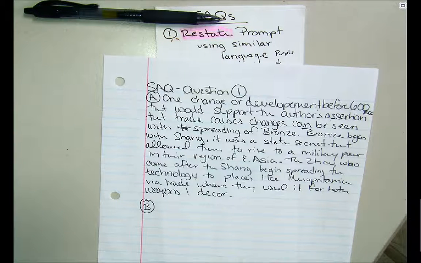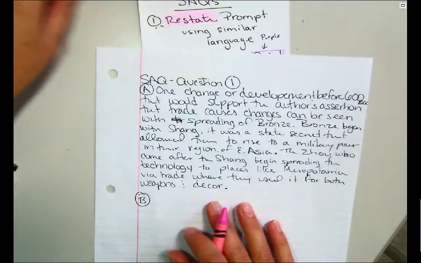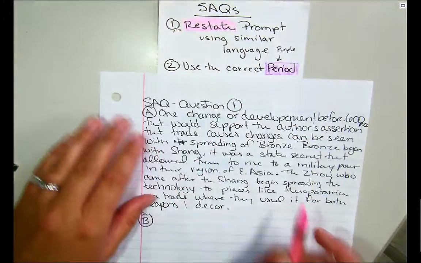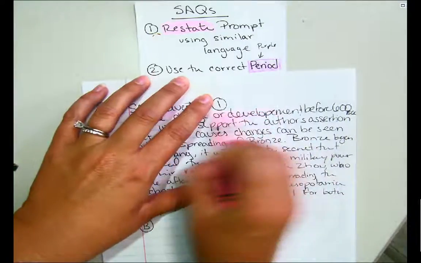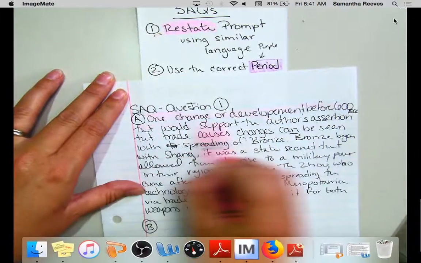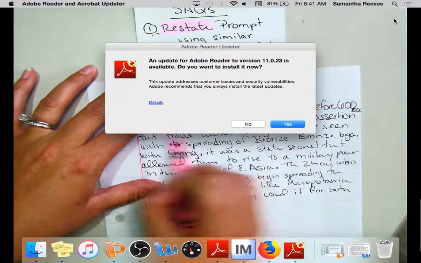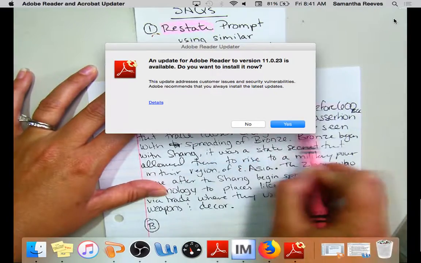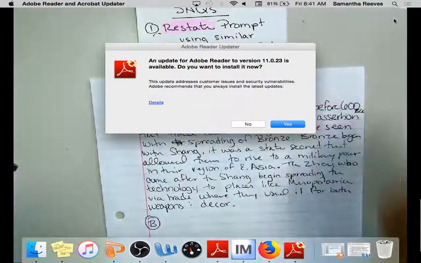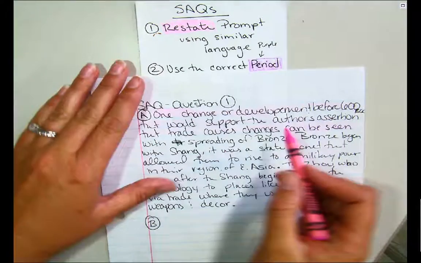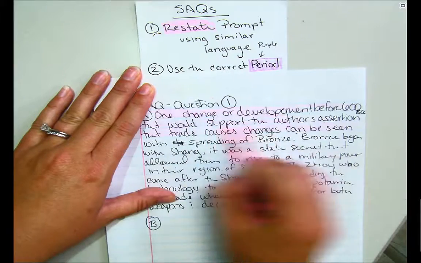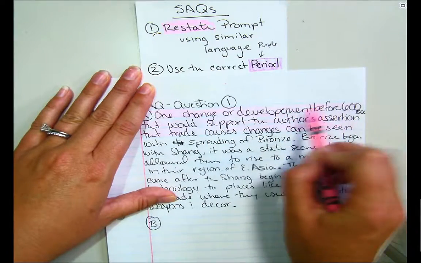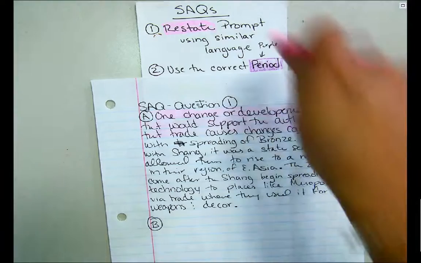For question A, which we did together, we're going to practice together. When you restate the prompt using similar language, you're going to color it in pink. One change or development before 600 BCE that would support the author's assertion that trade causes changes can be seen. Okay, so we're just coloring in the restating of the prompt. That's all we're doing. So you color it pink.